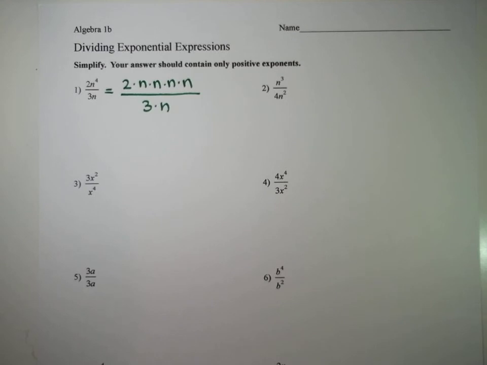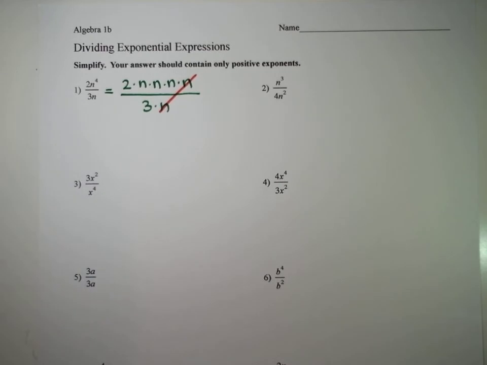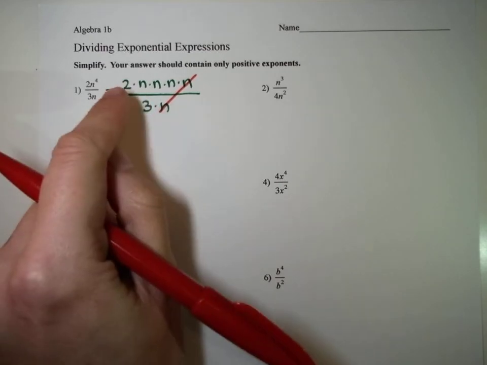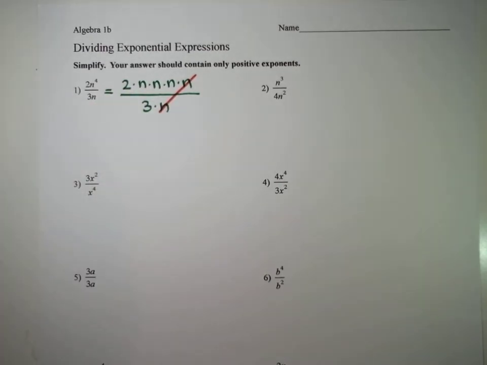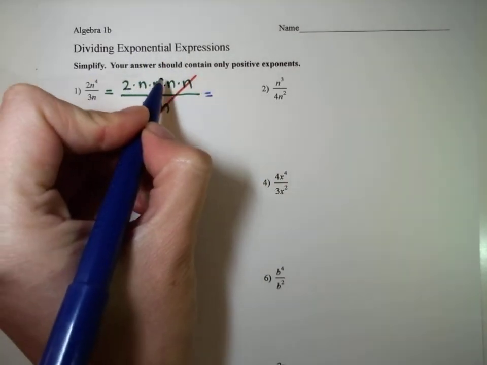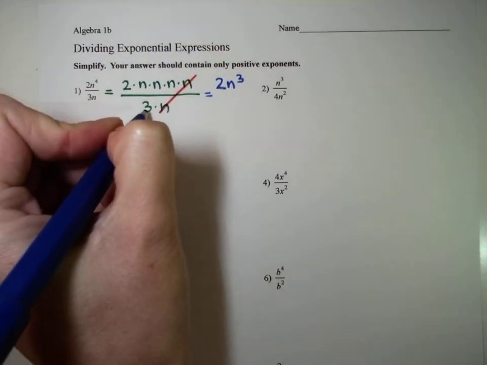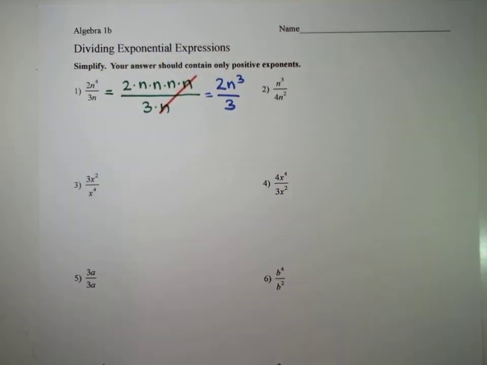Step 2, we need to find 1. So where the top and the bottom are the same, we can cross them off. And it looks like we have an n on the top and an n on the bottom. Other than that, I don't see anything else. So then step 3, we are going to multiply whatever's left. So on the top, we have 2 times n times n times n. That's 2n to the 3rd. And on the bottom, we just have a 3 left. So our answer is 2n to the 3rd over 3.